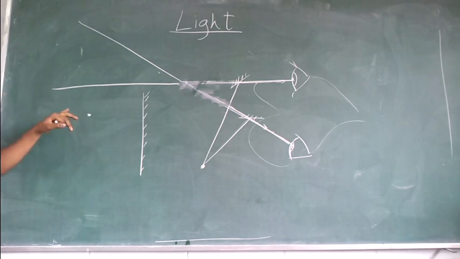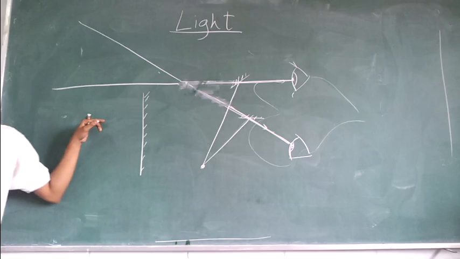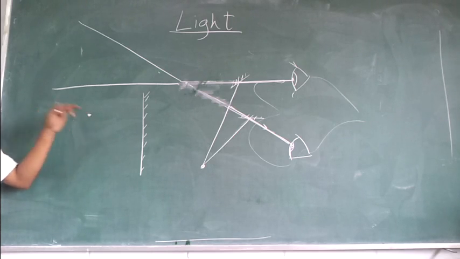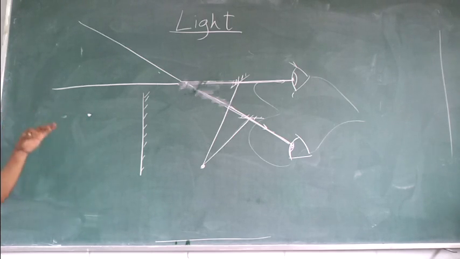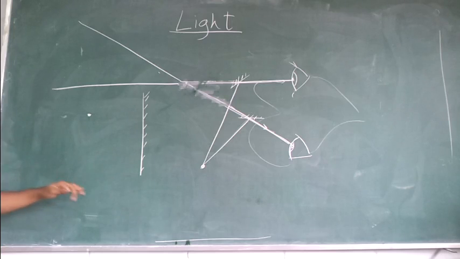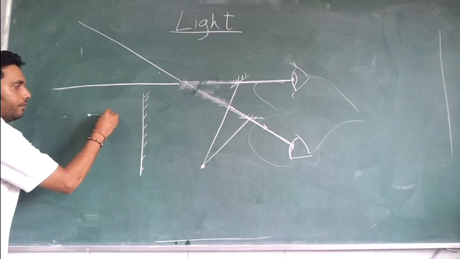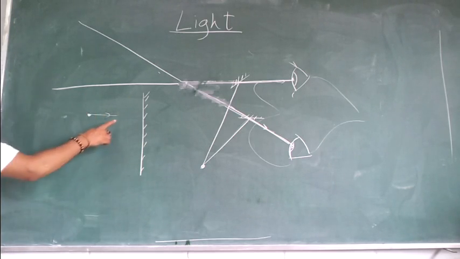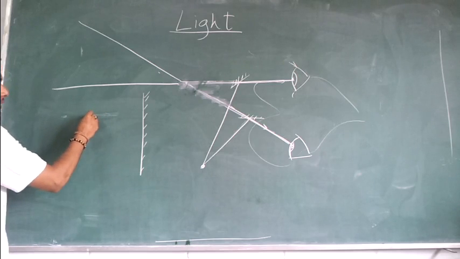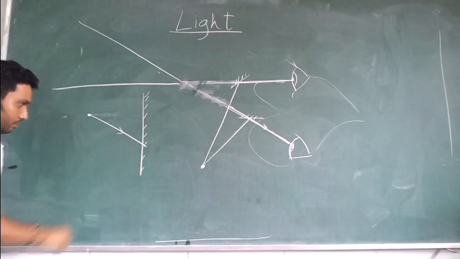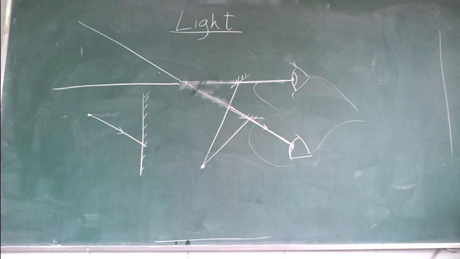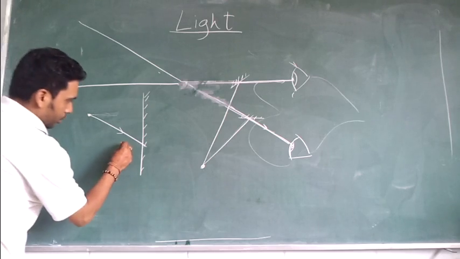just for revision, if you have to draw the image of this object, what will you do? First of all, at least two rays are required. So two rays in any direction you can take, any random direction, whatever you feel like. Okay, but mostly it is easy to take a ray which is absolutely normal. So we will draw that later on. First I'll take any random ray. This is a random ray. How will it reflect? Draw the normal.